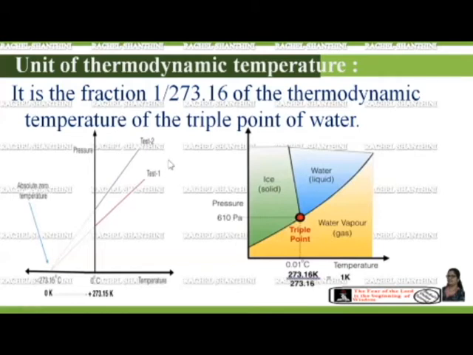So, what is the Kelvin? It is the fraction of 1 upon 273.16 of the thermodynamic temperature of the triple point of water. So, when we multiply this 273.16 Kelvin by the fraction 1 upon 273.16, we would get 1 Kelvin. That is the unit of thermodynamic temperature.